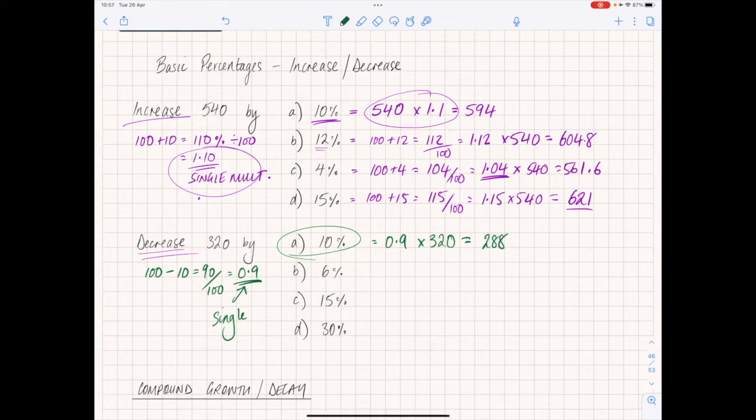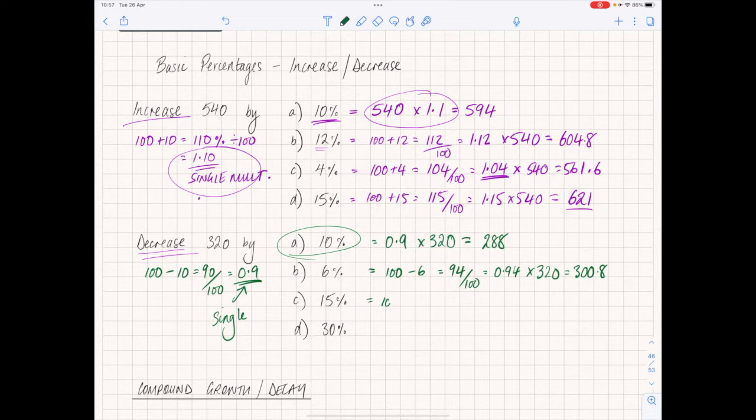A lot of you would have been able to do that with just finding 10%, which would be 32, and then subtracting as well. But understanding single multipliers is a really nice method. So 100 take away 6 gives you 94. Divide that by 100, 0.94, and then you times that by 320. So 320 times 0.94 gives you 300.8.